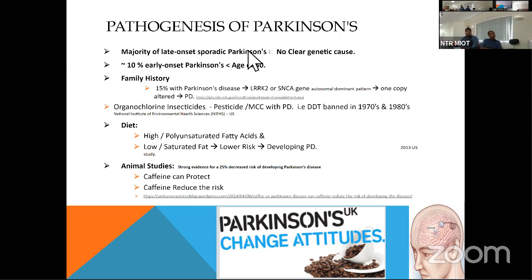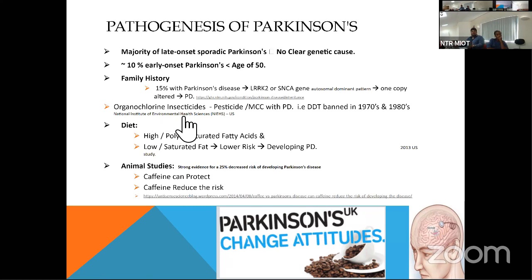Then the majority are sporadic onset. There's no genetic cause, but regardless of that, about 15% of Parkinson's disease is associated with the LRRK2 or SNCA genes. These genes can express either one or both. These are mostly autosomal dominant patterns. This means one allele alteration itself is enough to induce Parkinson's disease. In the slides, you can learn these things later.